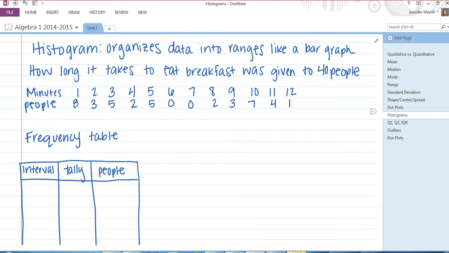Histograms are the second type of graph that we are going to look at in this unit. A histogram organizes data into ranges like a bar graph. If we look at the data that we used in the last chart to make a dot plot, we could look at it again of how long it takes people to eat breakfast.